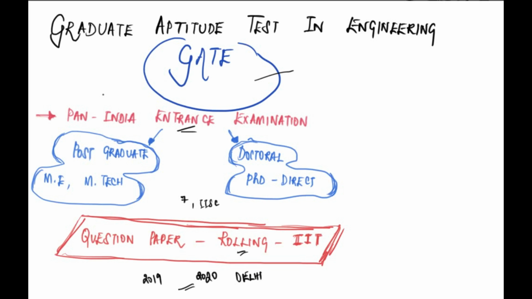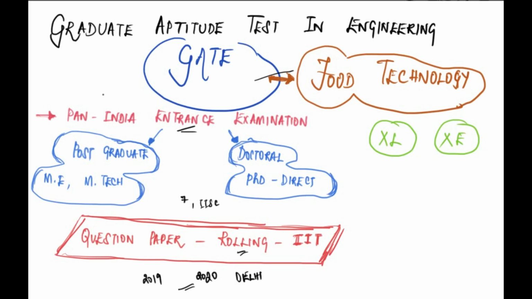So now pertaining to food technology. Food technology is actually present under two different streams. Under the XL stream you have food technology, and in the XE stream also you have food technology. The XL stream refers to the life sciences stream, while the XE stream refers to the engineering sciences stream. In both these streams you have food technology as one of the optional subjects which you can take, right? So we'll talk about that in detail in the upcoming slides.